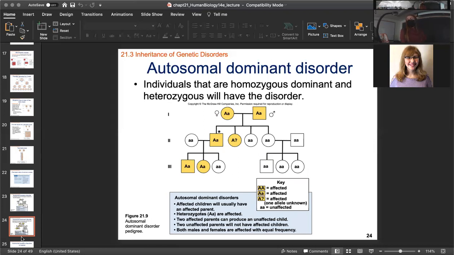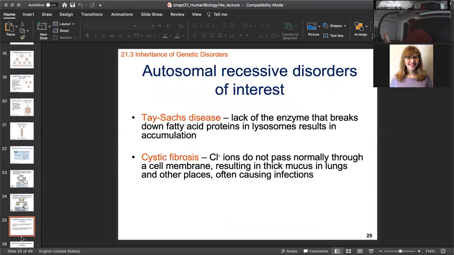Okay, this is just a different location. This could be for brown hair. It could be for Parkinson's disease, whatever that is. It's just a different trait. Okay, there's thousands and thousands of different traits that communicate together to make you who you are. Okay, the next one we have is just talking about autosomal recessive disorders that may interest you or that you maybe have heard of before.